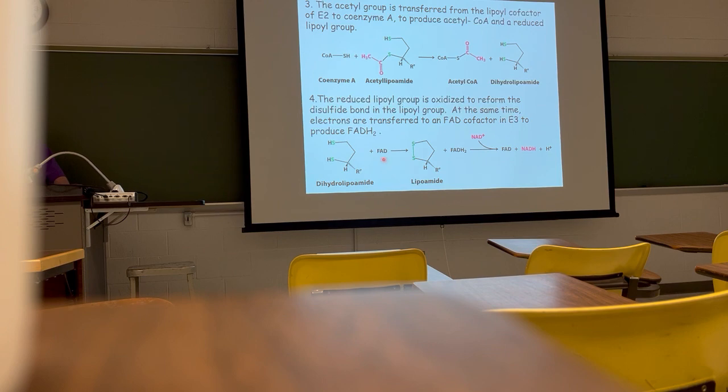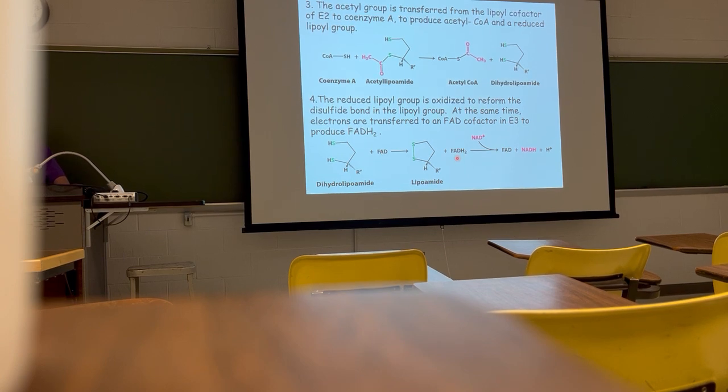So that step is done using FAD that's in enzyme 3. So in enzyme 3, there's an FAD cofactor. It accepts electrons to become reduced, and the dihydrolipoamide is oxidized to form a disulfide. So this cofactor is oxidized and the FAD is reduced to form FADH2. So that's another important product of the pyruvate dehydrogenase step.